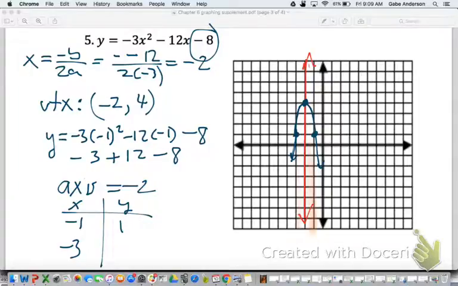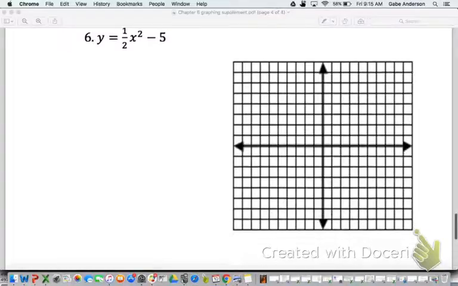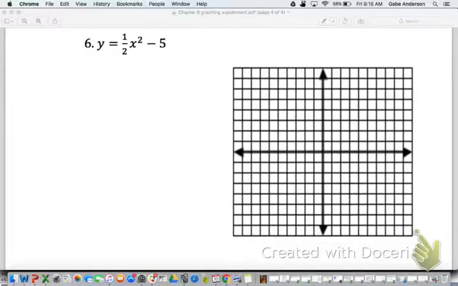Let me think about what I want to do. I think there's one more. Let's do this. This will be a good way to finish off the basic graphing, and then we'll go back to the one we skipped. So take a look at number 6. Y equals 1/2 x squared minus 5. I think that's the very last one. Let's graph it. Let's do the axis of symmetry, the vertex, and 2 other points.